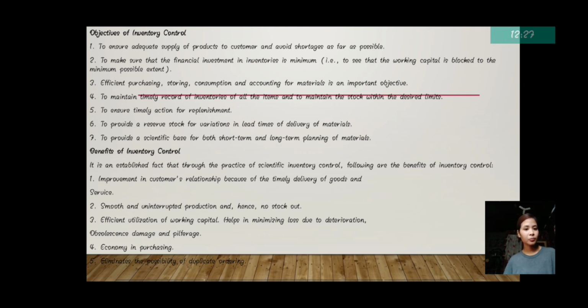Then second is smooth and uninterrupted production and hence no stock out. Then efficient utilization of working capital helps in minimizing loss due to deterioration, obsolescence, damage, and pilferage. Then the next is economy in purchasing. Then the fifth is it eliminates the possibility of duplicate ordering. Yes.